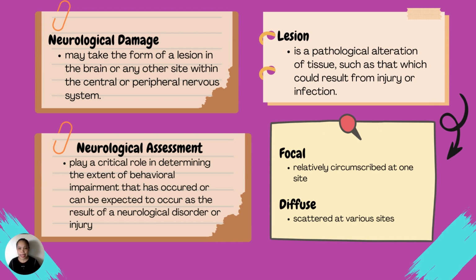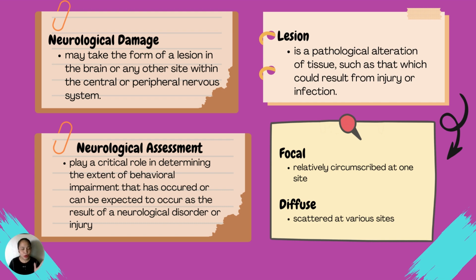Now, neurological damage may take the form of a lesion in the brain or any other site within the central or peripheral nervous system. Now, a lesion is a pathological alteration of tissue, such as that which could result from injury or infection. Now, neurological lesions may be physical or chemical in nature, and they are characterized as focal, which is relatively circumscribed at one site, or diffuse, scattered at various sites. Now, because different sites of the brain control various functions, focal and diffuse lesions at different sites will manifest themselves in varying behavioral deficits.